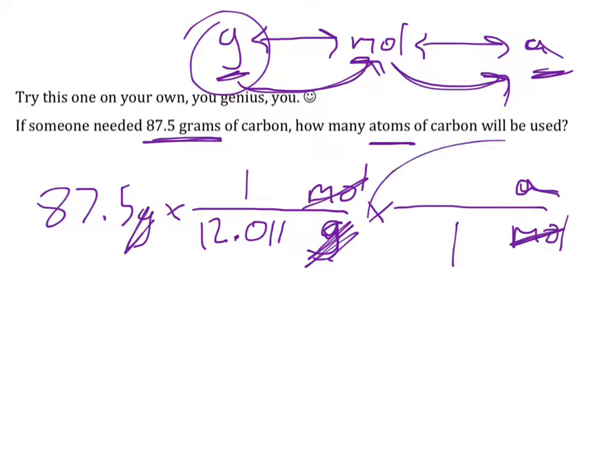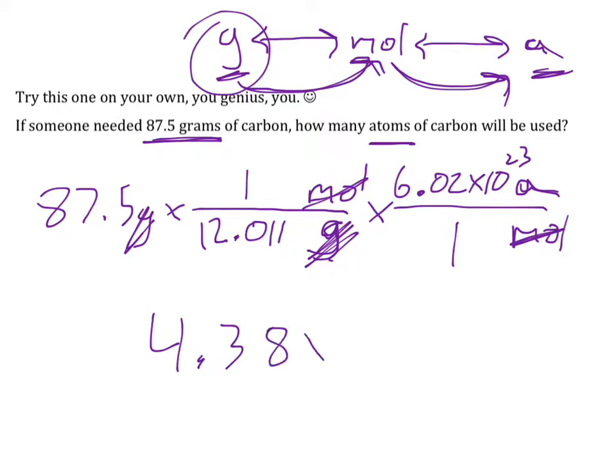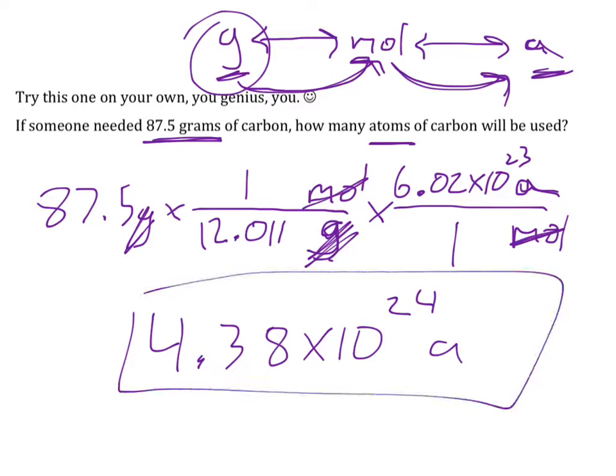Now, when we go between moles and atoms, atoms starts with an A, you then use Avogadro's number, which is 6.02 times 10 to the 23rd. All we do is type in our calculator, and let's take a look at what we get. We end up with 4.38 times 10 to the 24th atoms. And we box it, we put our smiley face.